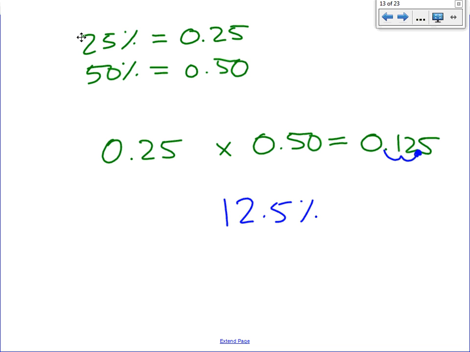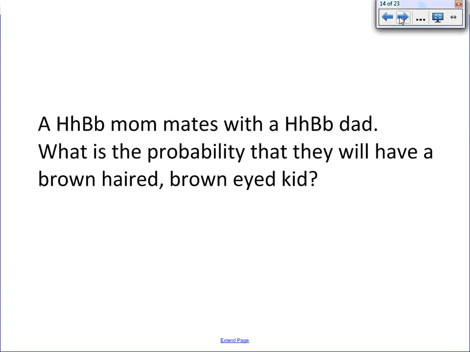Now, we can do this for any sort of genetics problem. We can take a look at one trait, two traits, three traits. We can even take a look at all 20,000 traits if we really wanted to, although that problem would get very complicated. Let's first start off with a simple example.